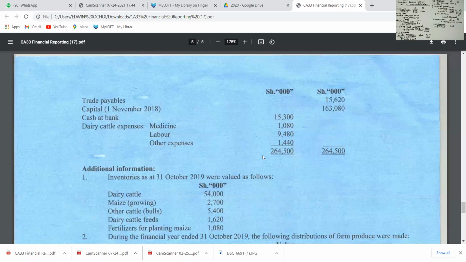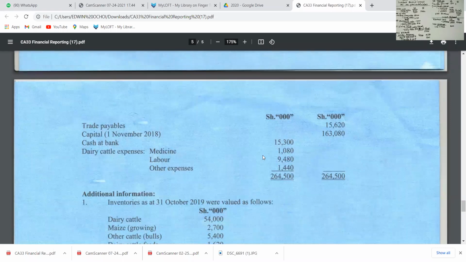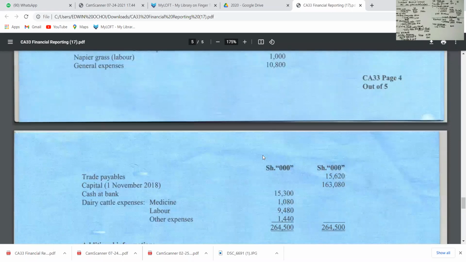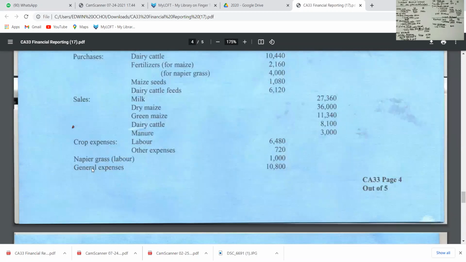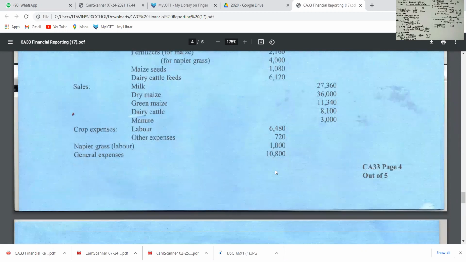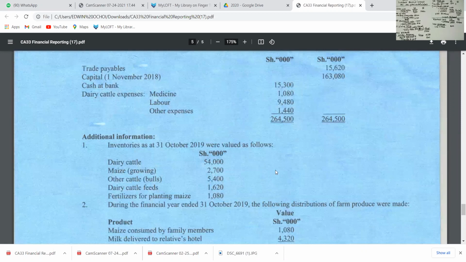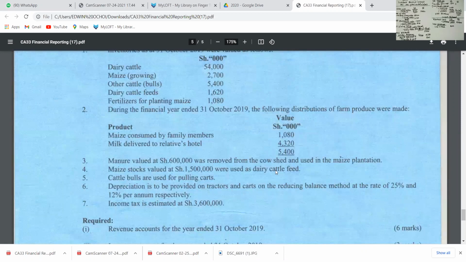Then another expense is the general expenses, this one, 10,800. Anyway, before I talk about the general expense, there's another one down here under the additional information. Let us finish with the additional information first.